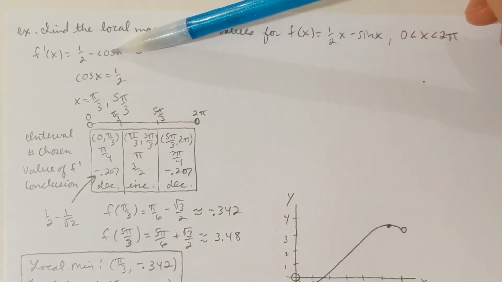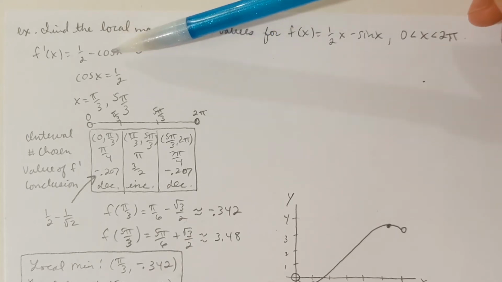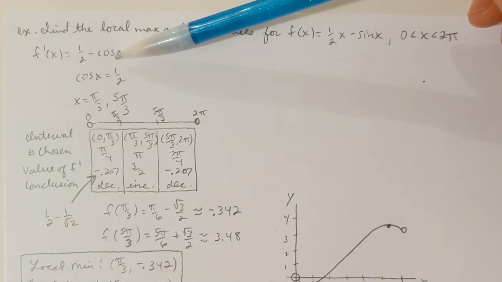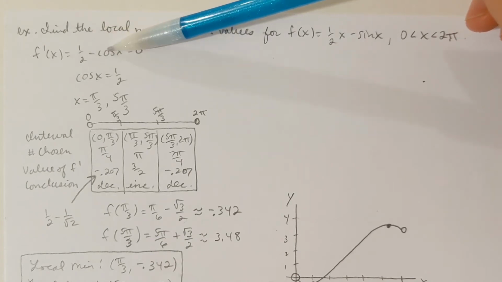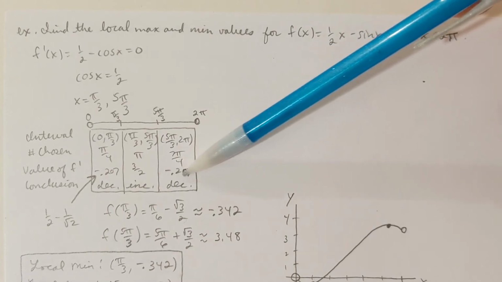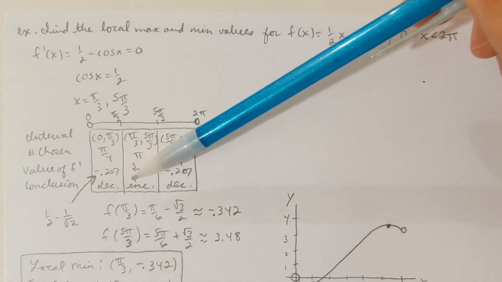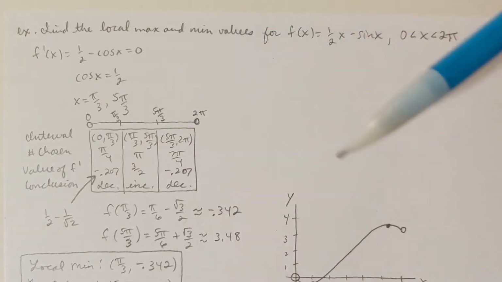Cosine of 7 pi over 4: that just means I'm going to flip that triangle over into quadrant 4. That's going to affect the opposite side, which doesn't matter. Cosine of 7 pi over 4 is also going to be 1 over root 2. 1/2 minus 1 over root 2 is roughly negative 0.207. Okay? And so we're back decreasing again.